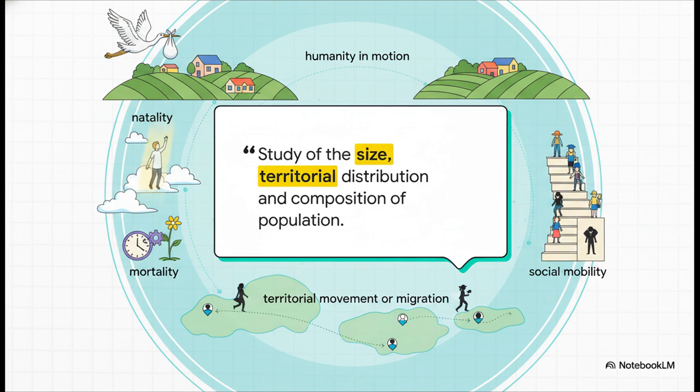And to ensure maximum academic rigor here, we've got to anchor our understanding to this exhaustive definition by Hauser and Duncan. They note that demography tracks changes identified as natality, mortality, territorial movement, and social mobility. It is the ultimate, absolute bird's-eye view of humanity in motion. And understanding these macro shifts is absolutely vital for preparing for our future infrastructure, healthcare, and economic needs.